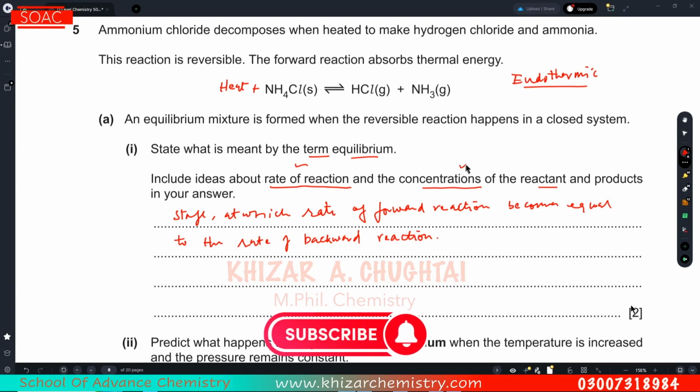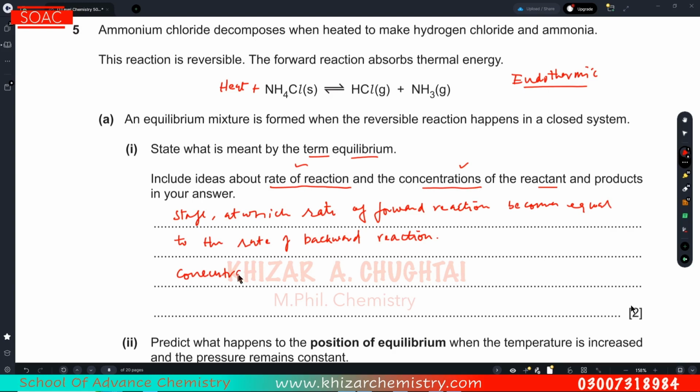The next thing is, what about the concentration of the reactants and the products basically. Concentration of reactants and products become constant at this stage. So these are the basic 2 points for 2 marks.